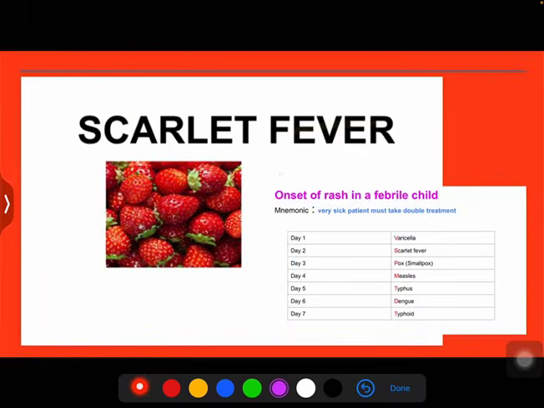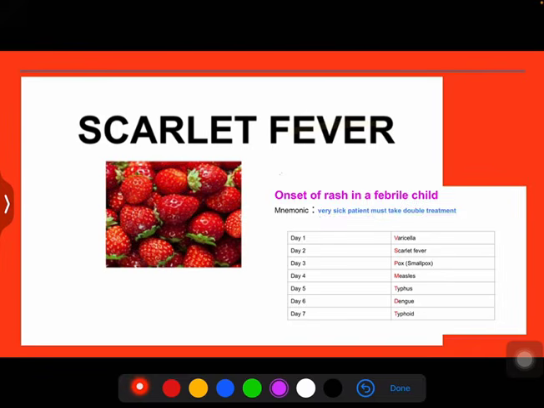So we need to know which are the rashes, on which day they come. The mnemonic for the day of rashes is "very sick patient must take double treatment". So day 1 is varicella, day 2 scarlet fever, day 3 is pox, that is smallpox, day 4 is measles, day 5 typhus, day 6 dengue, day 7 is typhoid.